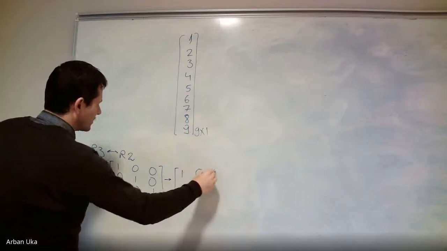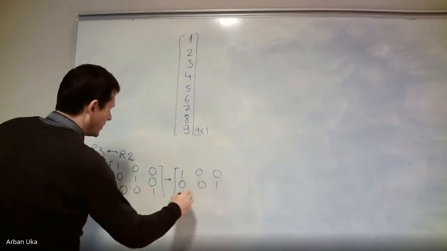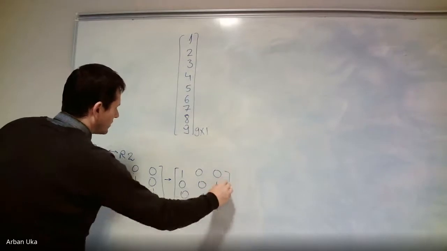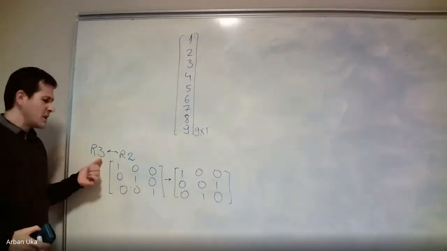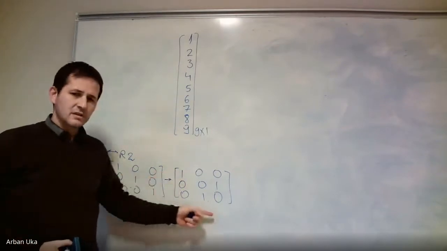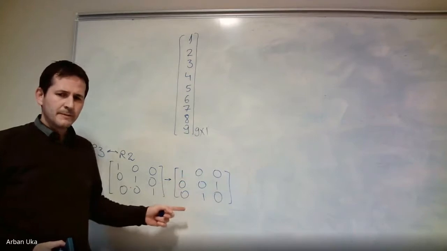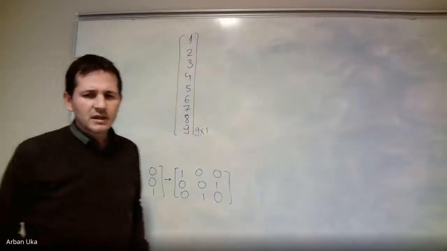We get 1, 0, 0. Row 2 with row 3, this becomes 0, 0, 1, 0, 1, 0. Okay? So if we have a vector where we just want to change 2 rows, we multiply that vector with this matrix. Does it make any sense? Yes. Okay, then I can ask help from you.